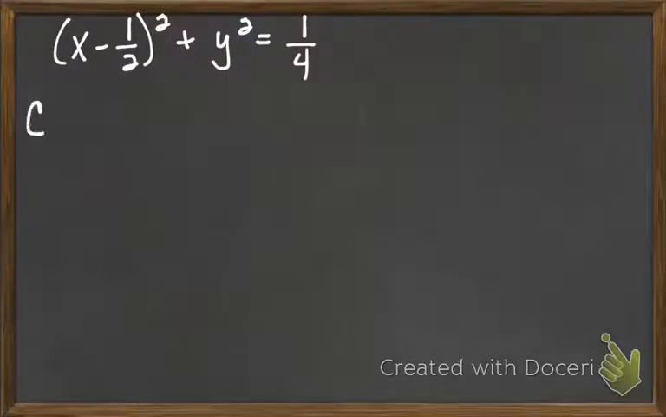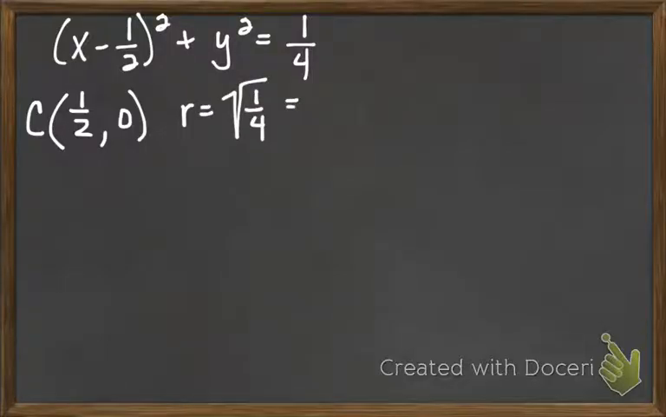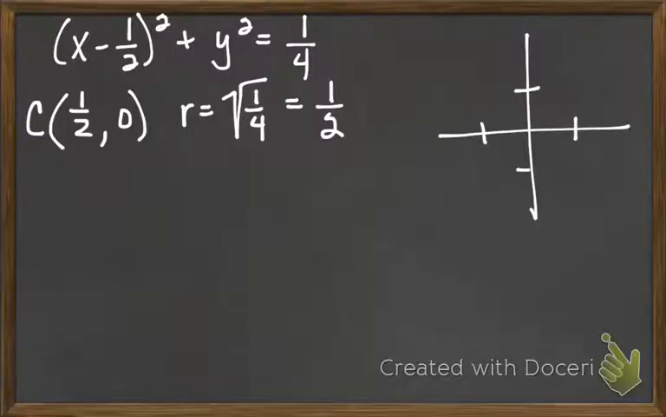So y'all should be able to tell me what the center of the circle is. Positive 1/2, 0. And then the radius is the square root of 1/4, which would be 1/2. And you need the center and the radius to graph your circle. So your radius is really, really small, so I probably draw my 1 units kind of big here. And I would go to the right 1/2, up 1/2, left 1/2, down 1/2, and sketch in my circle.